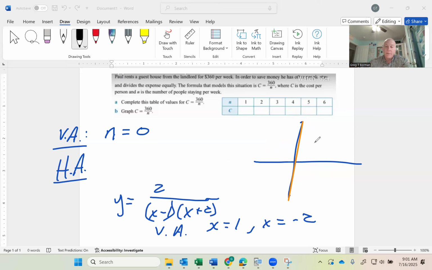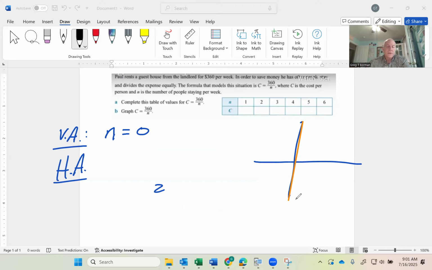Okay. And then you'd say, oh, yeah, here at x equals 1, we've got one, and here at x equals negative 2, we've got another. And then maybe the graph does something like this. Who knows? But it won't touch the vertical asymptotes ever. Okay, that's a no-no.